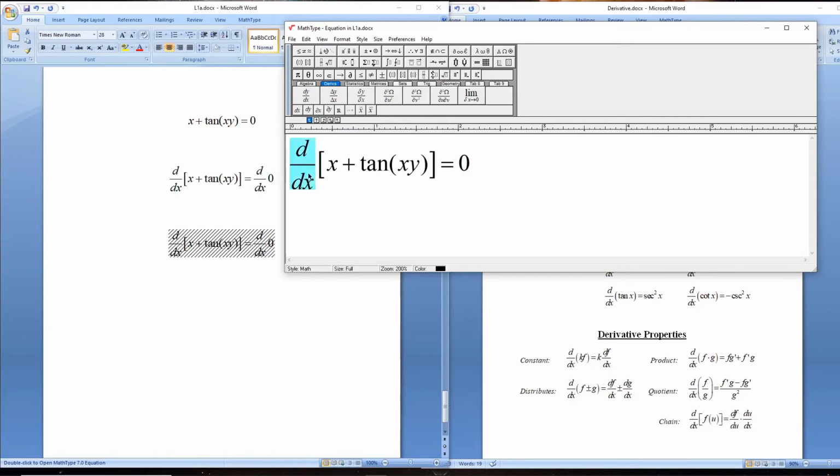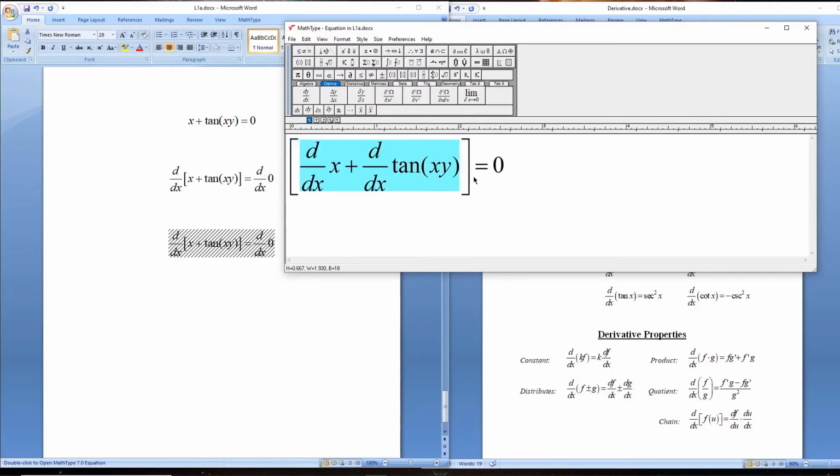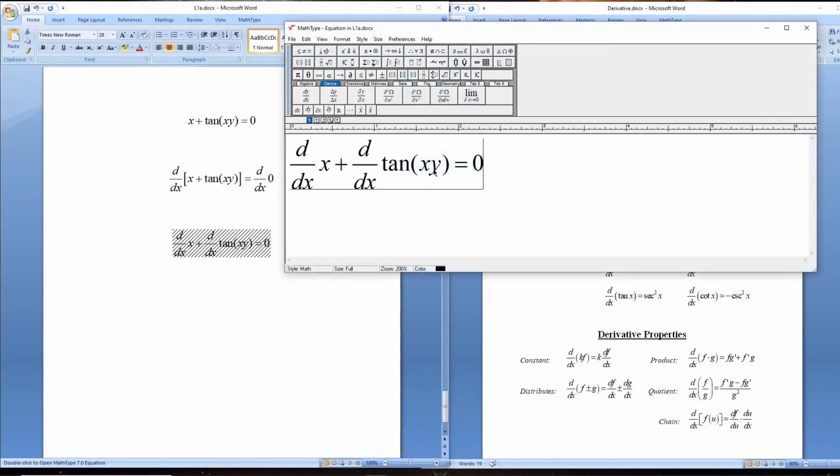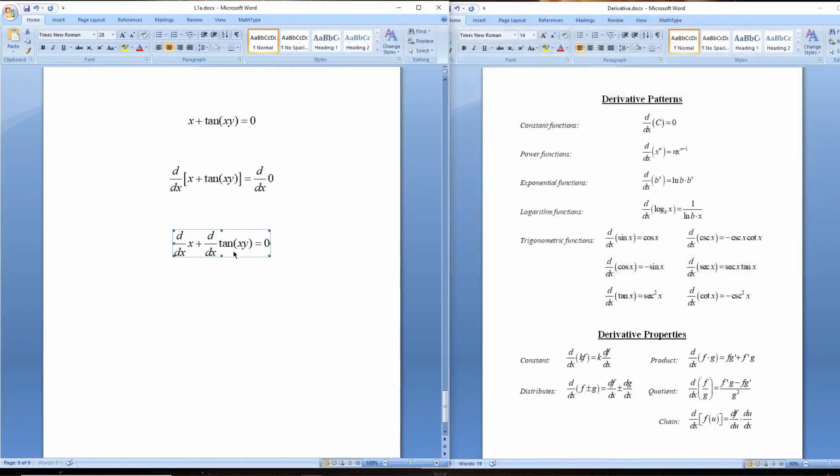And on the left side, let's distribute the derivative into the parentheses. So just going to distribute that in there. Now that we've distributed, we don't need that parentheses anymore. So there's our next step of work. And let me copy that, paste it here.